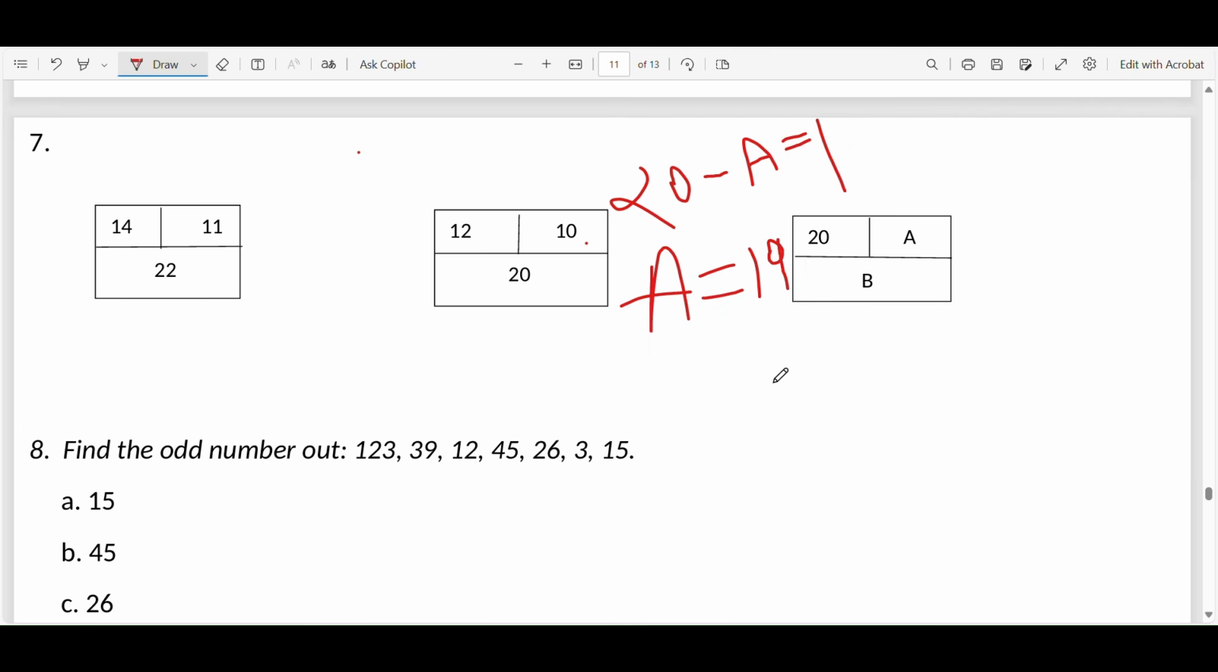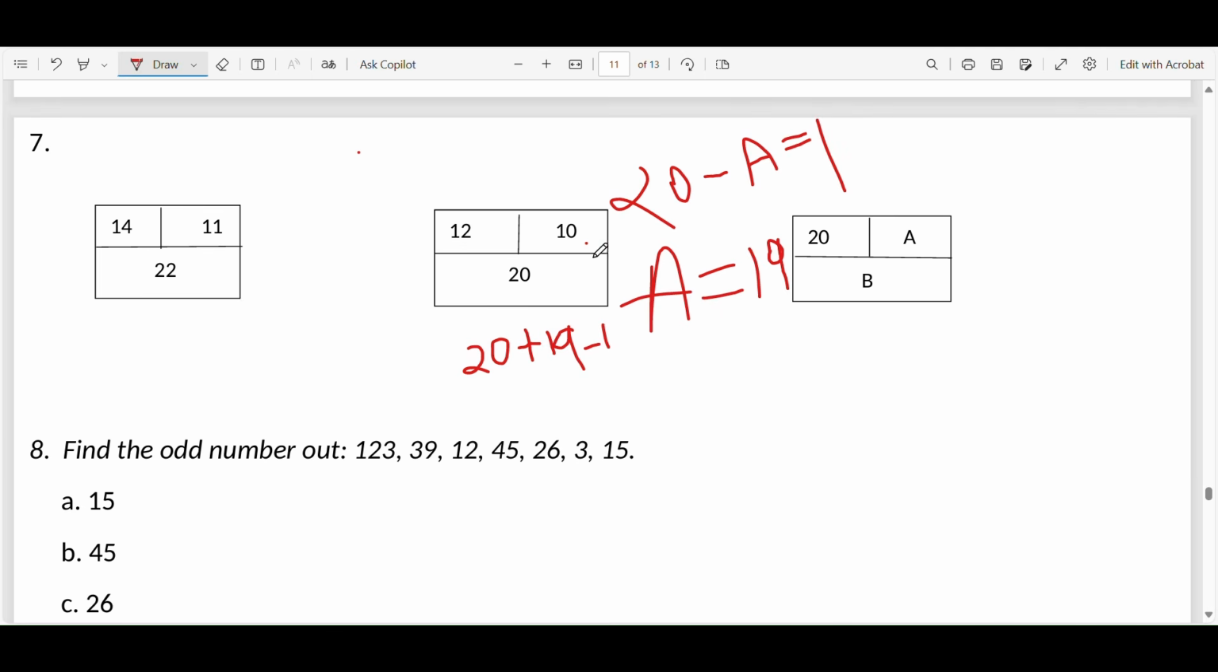So that is easy to find out the value of B. How will you find the value of B now? We are having 20 plus A. What is A now? It is 19, right? 20 plus 19. And what is the difference between them? It is 1. Minus 1 will give you B, right?